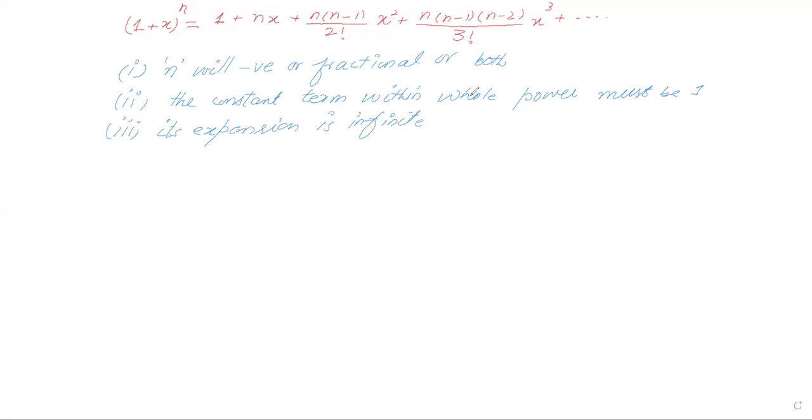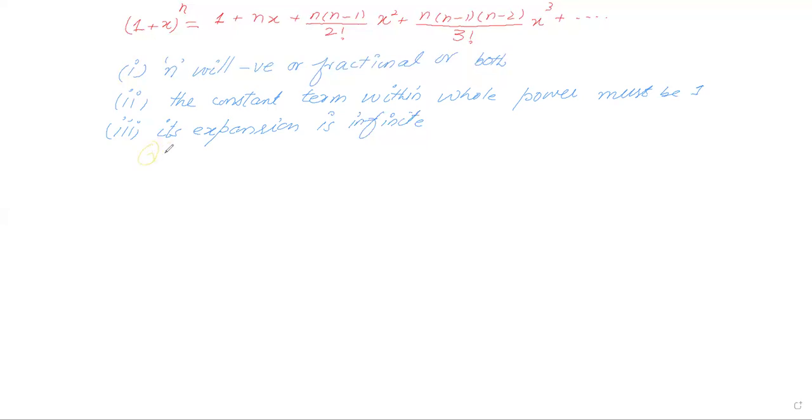So to apply this formula, these are the three conditions. The first one is that the whole power must be negative or a fraction or both. The second condition is that the first term of the expansion, the constant term within the whole expansion, must be 1. Now I will solve 2-3 examples to understand the concept.